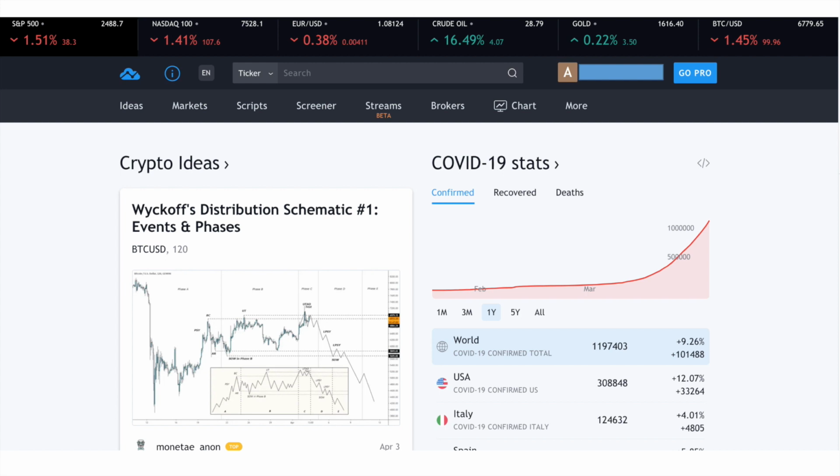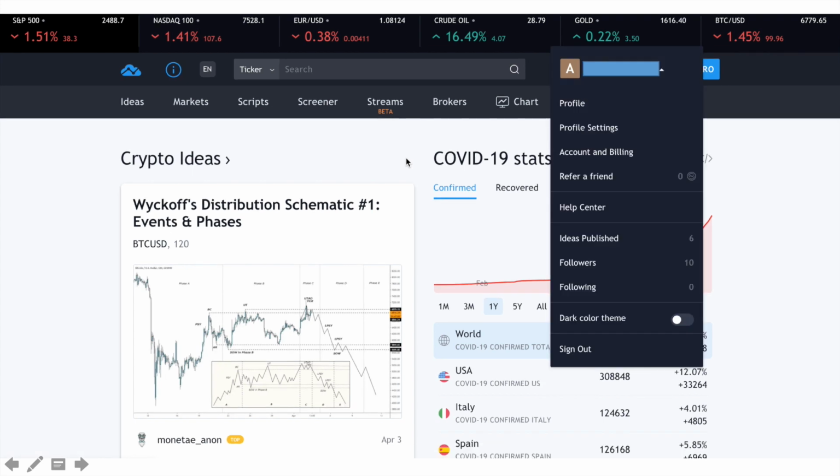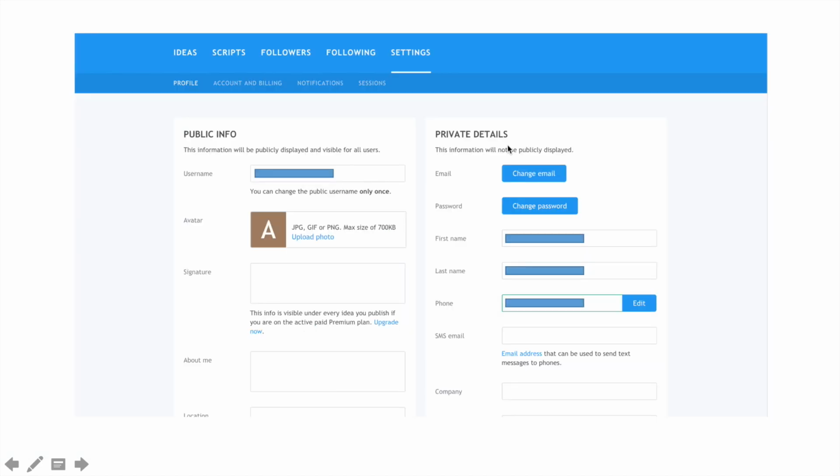So when you log into TradingView, you're going to select right here where your profile name is. A drop down is going to appear, and you're going to select Profile Settings. When you select Profile Settings, it's literally going to identify your username, so you copy that and paste it into the registration. And I'll show you guys what I mean by that.